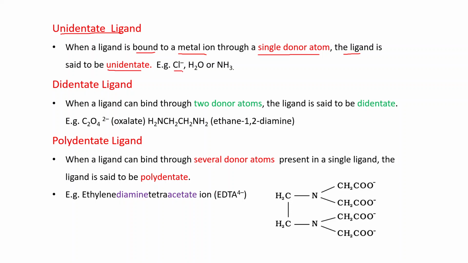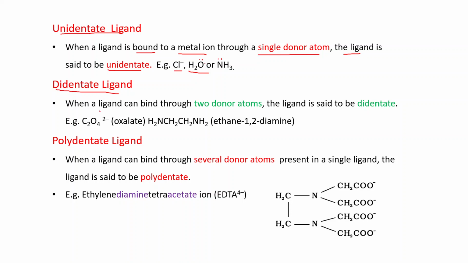Only one atom is present and that is able to donate a pair of electrons. Now in case of H2O, this oxygen which has the lone pair of electrons is able to donate the pair of electrons. In the same way, this ammonia NH3, this nitrogen has one lone pair of electrons and it can donate. With a single donor atom, that is known as unidentate ligand.